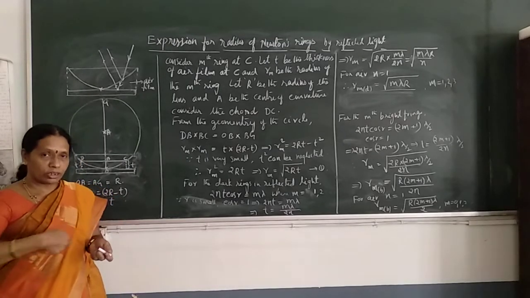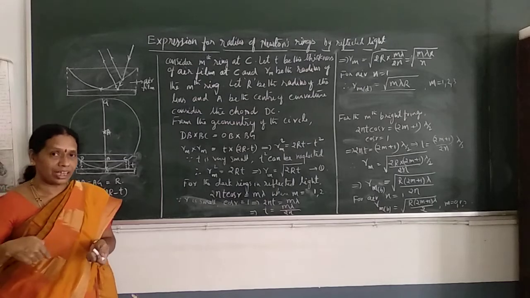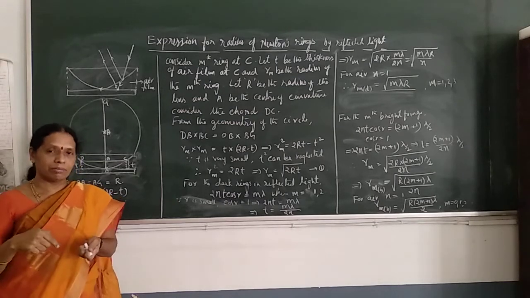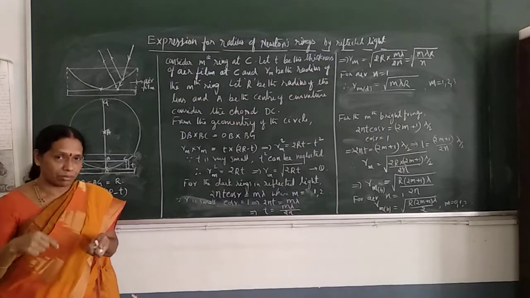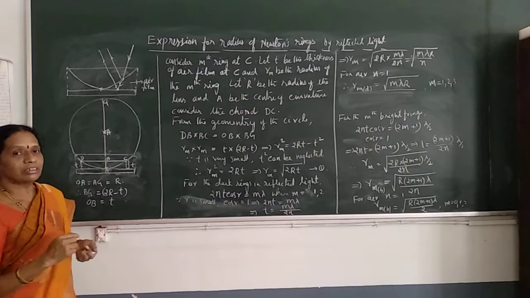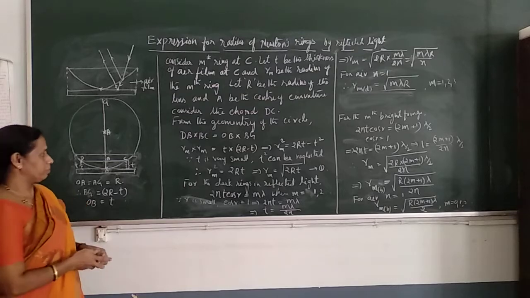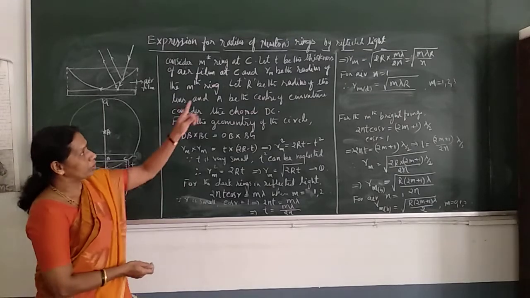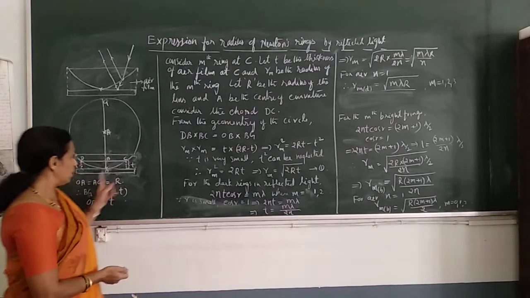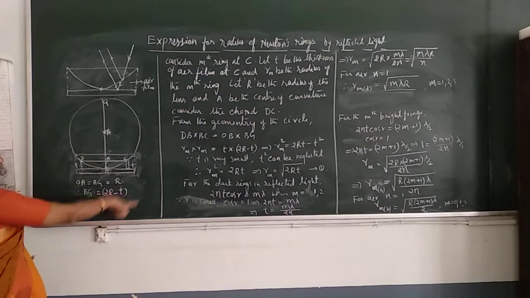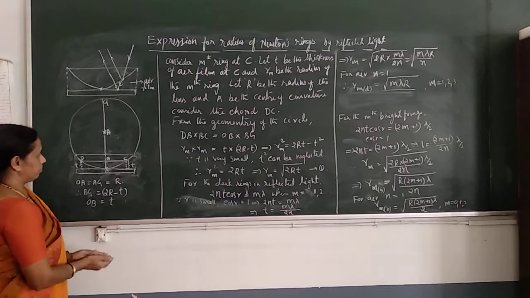The locus of all those points having the same thickness of air film is nothing but a circle. That's why the fringes are circular in shape. This is the reason. Now, to get the expression for the rings, either bright or dark, let us consider the geometry. Consider this diagram from the geometry.